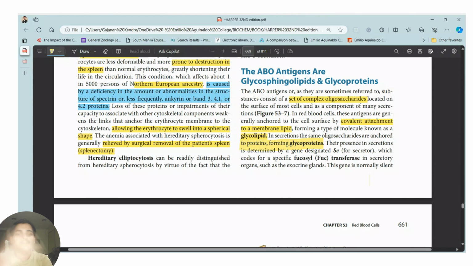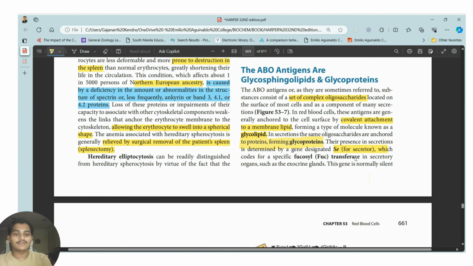Then we have the covalent attachment on the membrane lipids, forming a type of molecule known as a glycolipid. This is just to remember. In secretions, the same oligosaccharides are anchored to proteins, forming glycoproteins. The presence in secretions is determined by the gene designated as SC. This is important. The name of the gene is SC, for secretor, which codes for the specific fucosyl transferase.